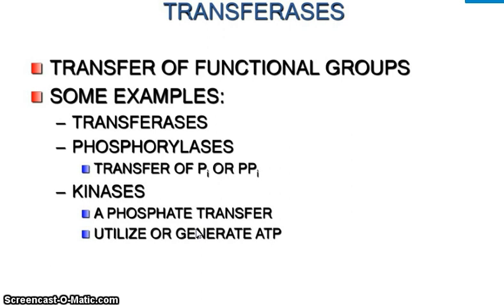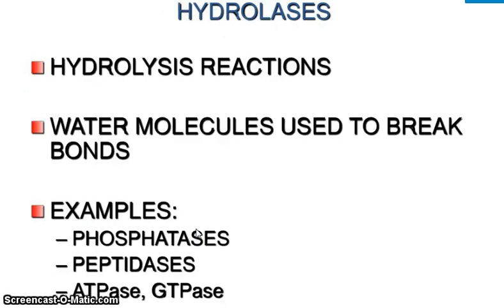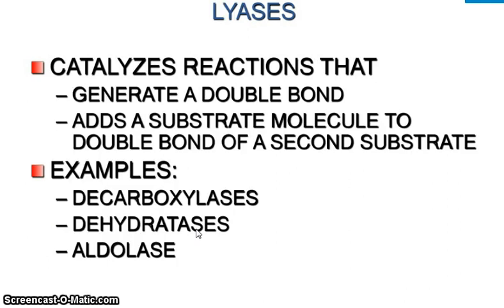Kinases: a phosphate transfer, utilizing or generating ATP. Hydrolysis reactions, hydrolases: water molecules are used to break bonds. Examples, phosphatases, peptidases, ATPase and GTPase. Lyases catalyze reactions that generate double bonds, or add a substrate molecule to the double bond of a second substrate. Examples, decarboxylases, dehydratases and aldolases.